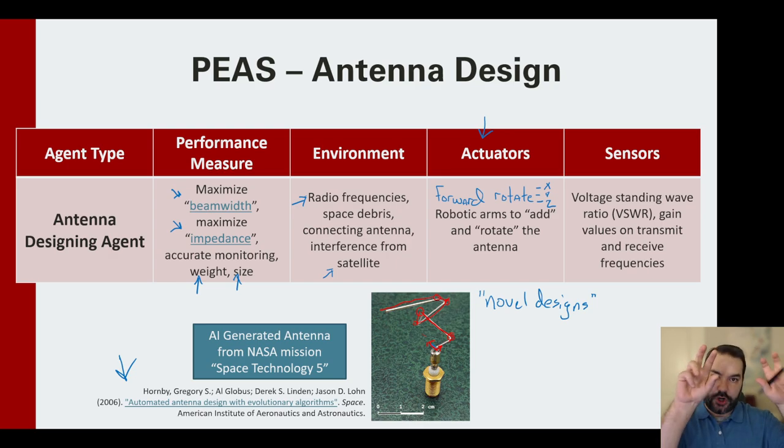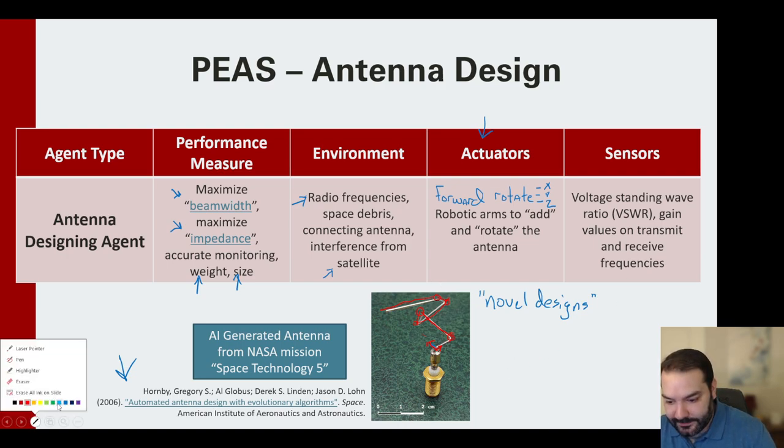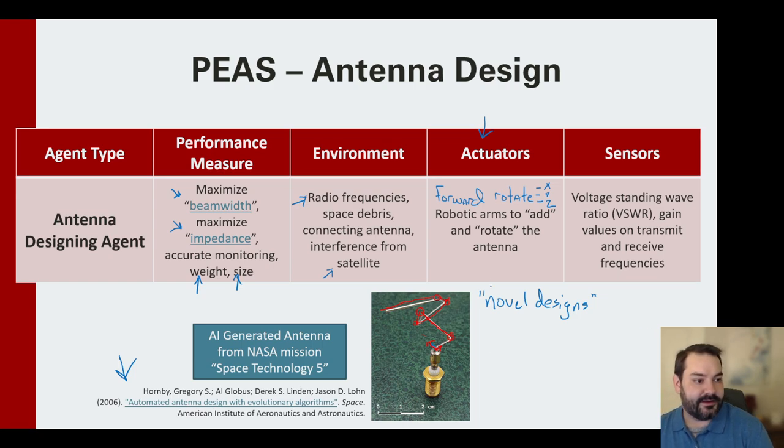Which servo motor or which arm do you deploy and enact at this stage in your design? And then you've got, obviously, the next little bit here. Let me change my color back since it's red. The idea of what it was considering, its sensors. You've got things like voltage standing wave ratio, the gain values of the receive and transmission frequencies, maintaining the uptime of a particular radio frequency, and making sure that you have good signal strength with your antenna and your connecting satellite as well.